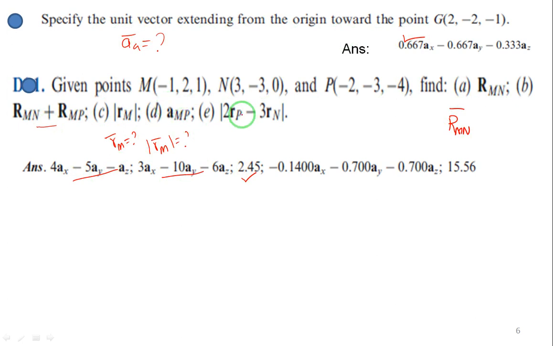AMP vector. Next, find out 2 times RP. First find out the RP vector, multiply by 2 and keep it. First find out the RN vector and multiply by 3 and keep it. Take the difference, and after taking the difference you will get the vector. Then find out the magnitude. So finally you will get this answer: the magnitude is 15.56, and this is for D, AMP. So these two problems you have to solve.